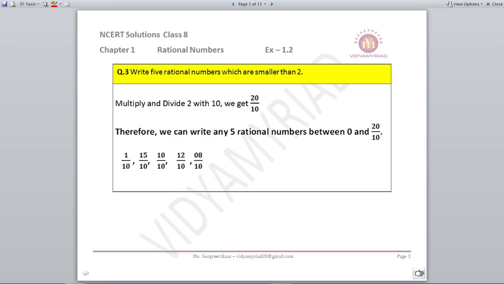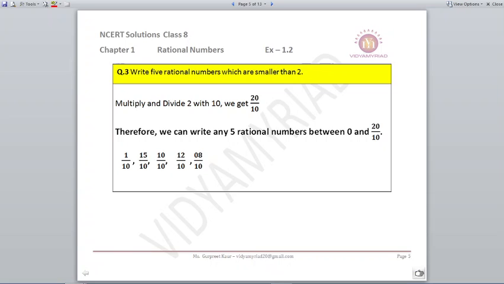Write 5 rational numbers which are smaller than 2. Now for this, let us make 2 in the form of a fraction. We will be multiplying and dividing it by 10 for easy numbers. It becomes 20 upon 10. So we have to write down any 5 rational numbers which are smaller than 2.